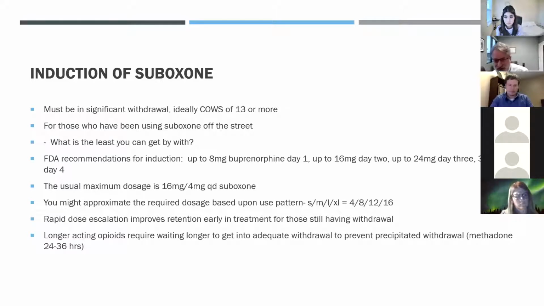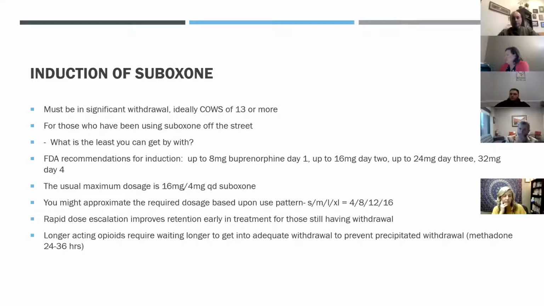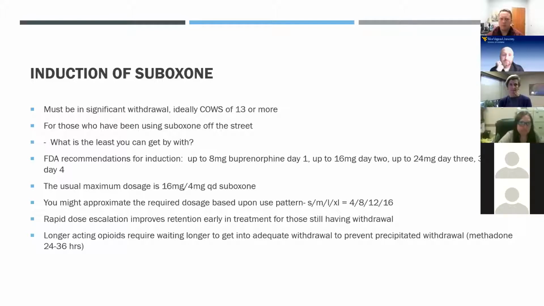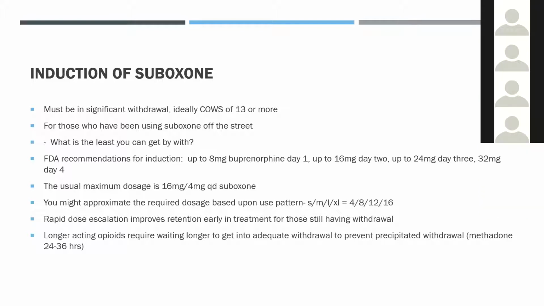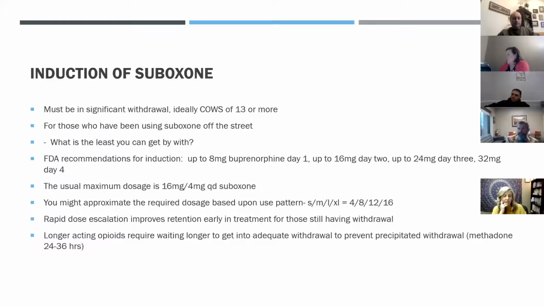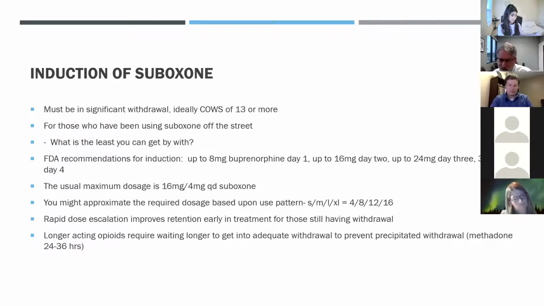Now, I was talking with Patrick Marshalek about his thinking on inducting patients on Suboxone and how he selects the dose. He thinks about the use pattern like a small, medium, large, extra large. Someone who's using a small amount is 4 milligrams, and small, medium, large, extra large would be 4 milligrams, 8 milligrams, 12 milligrams, 16 milligrams. You want to approximate based on how much this person is using, quantifying the amount that they would need.